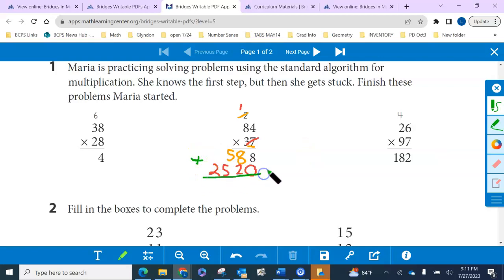So if we add up 8 plus 0, we have 8 ones. Let's try that again. 8 plus 0 is 8 ones, much better. 8 tens plus 2 tens is 10 tens. 5 plus 5 plus 1 is 11. And 2 plus 1 is 3. So keeping with our place values, we have 3,108 as our final product.